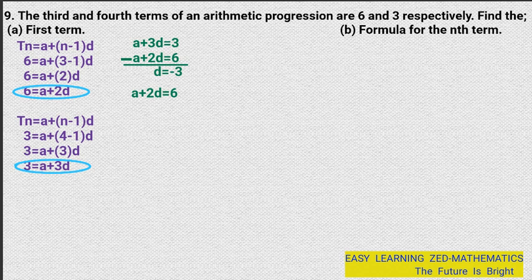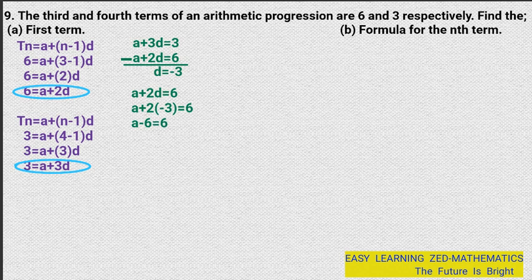So what I'm going to do is replace d by the value we got, which is negative 3. So I'm going to write a plus 2, then multiply by negative 3, which is equal to 6. Then I'm going to deal with the bracket. So I'm going to say a plus, so when you multiply, positive 2 times negative 3 will give us negative 6, which is equal to 6.